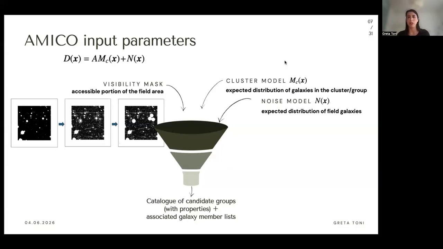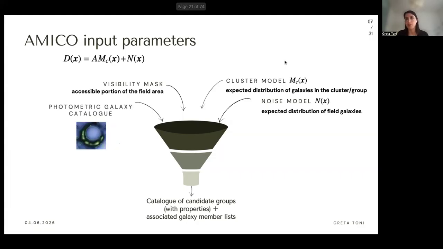Therefore, we developed a simple method that merges all this information together, so different sources of information participate in creating the final composite visibility mask. And then we have perhaps the most trivial input parameter, which is the photometric galaxy catalog we want to base our group search on, right? Which obviously has to be cleaned in order to remove possible contaminated areas and spurious sources that could lead to artifacts or spurious detections.